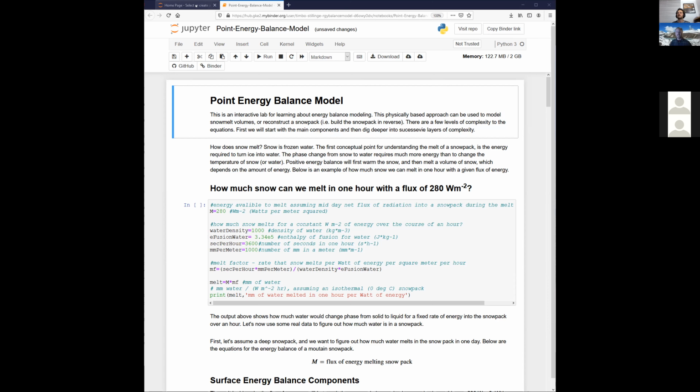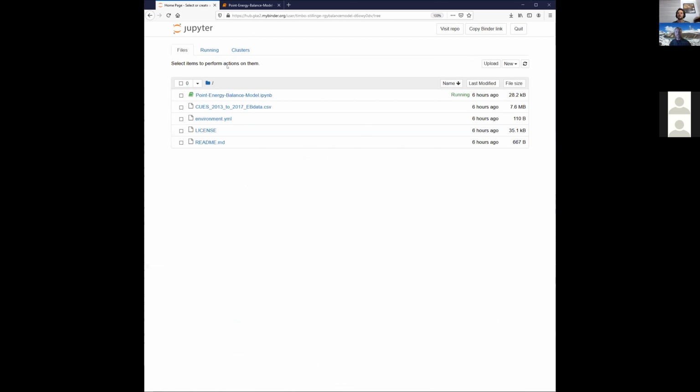Yeah. So once it fires up, you're going to see this page right here, this Jupyter Notebook session. This is similar to Lab 1, where all the data is in this folder. What we want is the point energy balance model IPython notebook file. I'll circle it here. You want to click on this file, and this is the file that contains today's lab. All the data for today's lab is in one CSV file, and during the lab, I'll go through and explain kind of where the data came from.